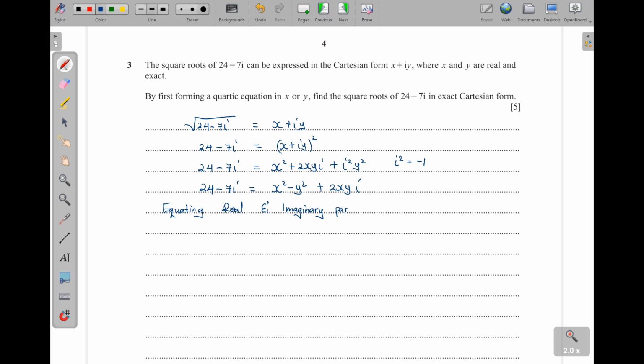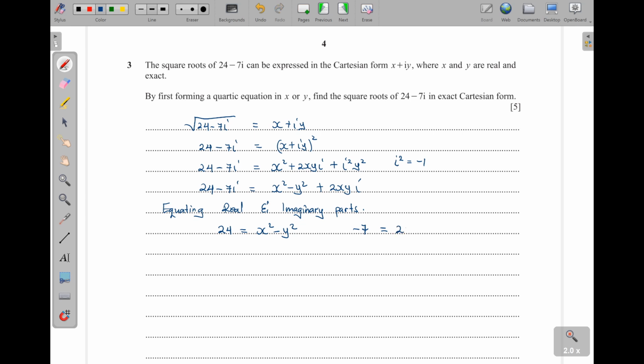So complex numbers are said to be equal if the real parts are equal and the imaginary parts are equal. So the real part here is 24. So I will say 24 is equal to, the real part here is the one that doesn't have the i, so we have x squared minus y squared. And then the imaginary part here is negative 7. So we shall have negative 7, which is equal to 2xy.